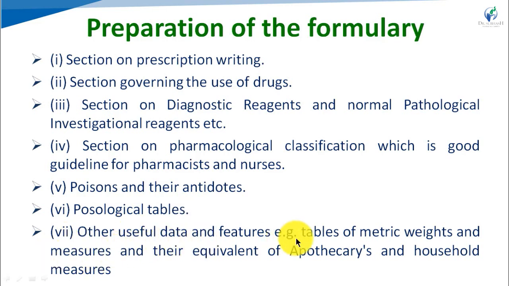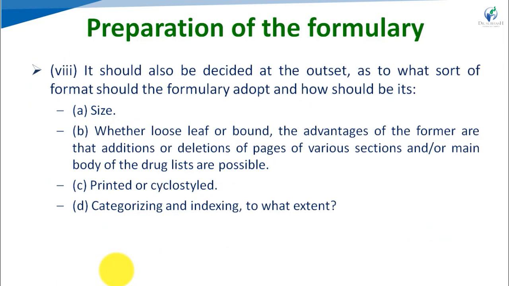Other useful data and features, for example tables of metric weights and measure and their equivalent and equivalency in the apothecary system, and also the household measures. Generally we are taking 1 tablespoonful, so the household measures that should be included in a formulary. Then it should also be decided at the outset as to what sort of format should the formulary adopt and how should be used.